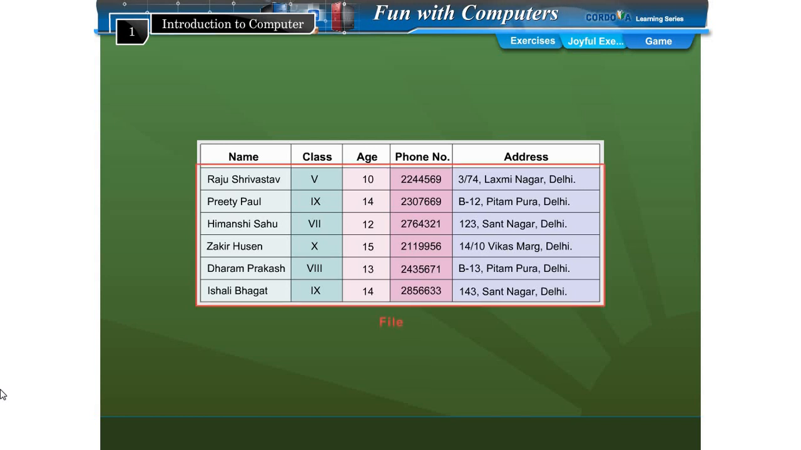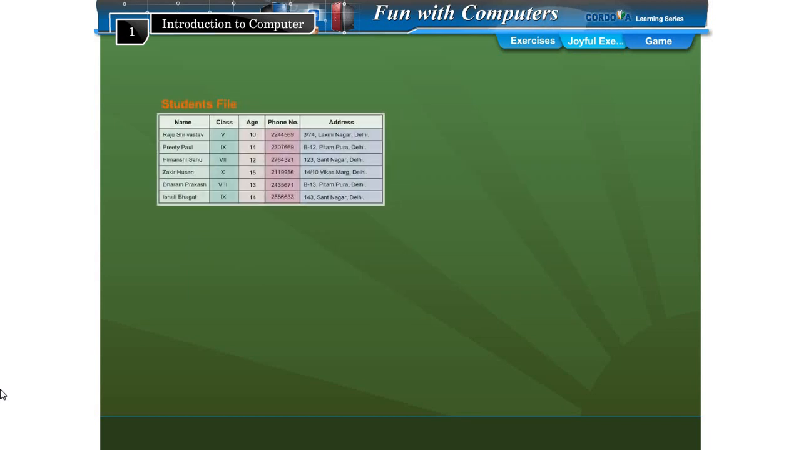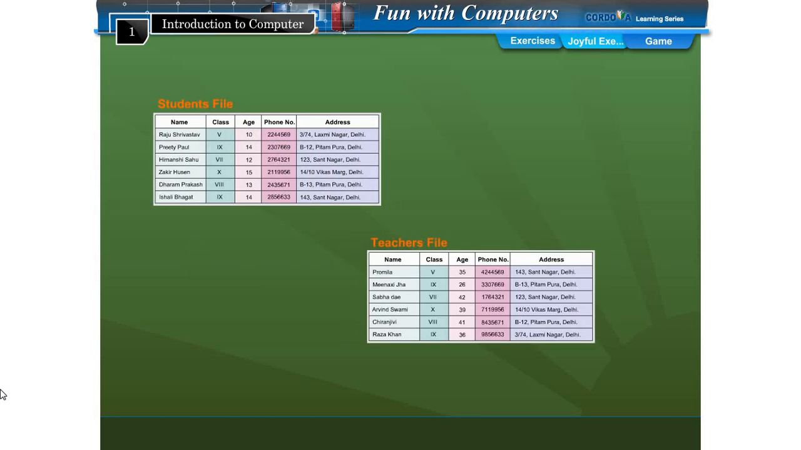Files. A file is a collection of related records. For example, a collection of all records of all the students in your class is the class file. Database. A database is a collection of all the files in an organization. For example, files of students, teachers, and other staff members of your school make the school database.